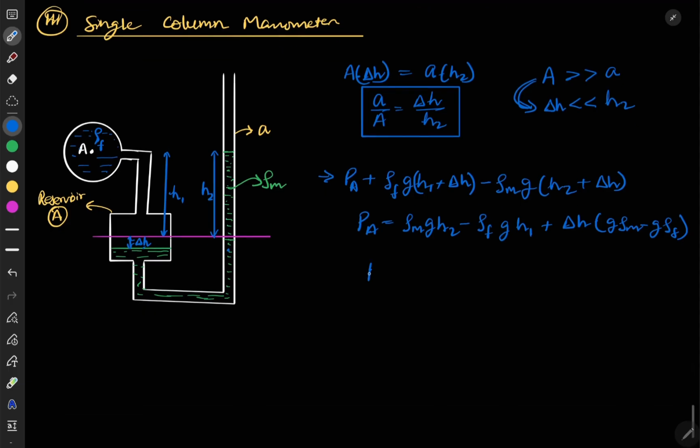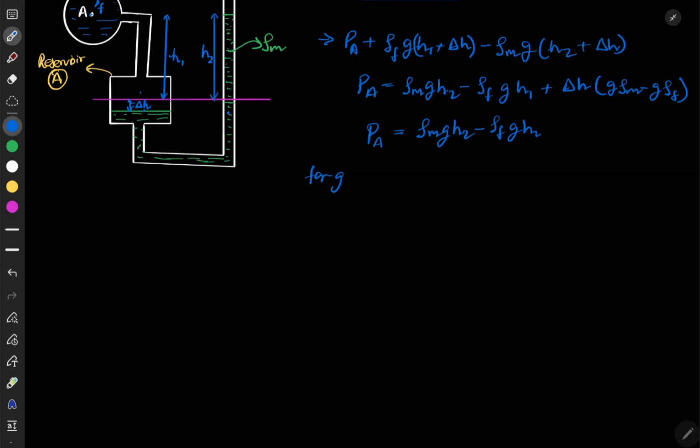So from here we have obtained PA is equal to rho m times G H2 minus rho f times G H1. Now generally this single column manometer is used to measure the pressure of a gas. In that case rho f is very small, and the pressure inside will be equal to the pressure here also. At equilibrium, at both points the pressure will remain the same, so we generally neglect this term. So for gas we get PA is equal to rho m G H2.